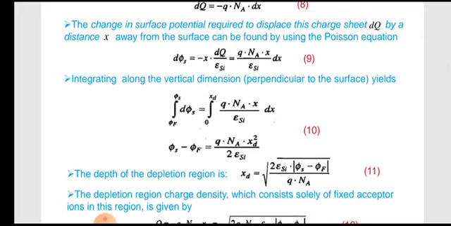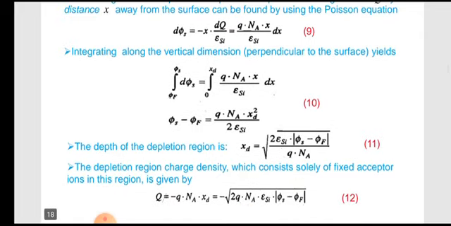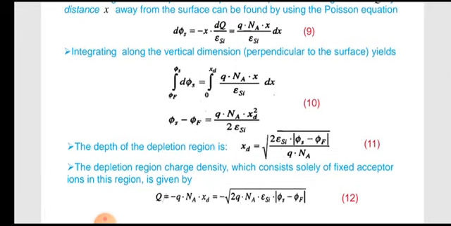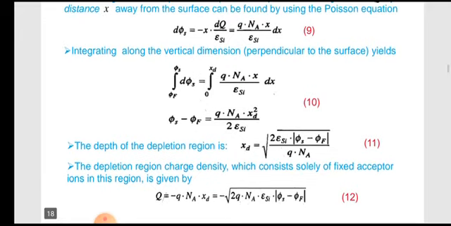You can search it out. Integration we have to do from both sides, and we will get a value of xd, that is the depth of the depletion region here.